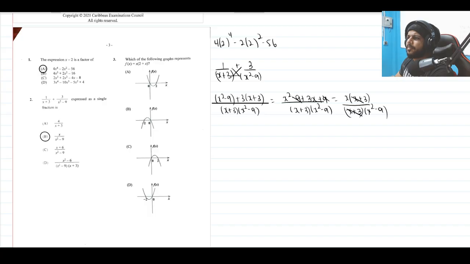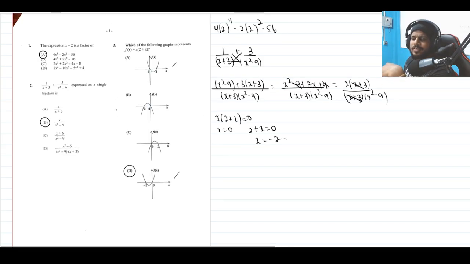Which of the following graph represents f of x is equal to 2x into 2 plus x, positive x squared, smiley face, so it could either be this or this, and I'll put x into 2 plus x is equal to 0. One solution is x is 0, next solution is 2 plus x is 0, and x will be minus 2. So minus 2 and 0 are my solutions, so the answer for number 3 is D.